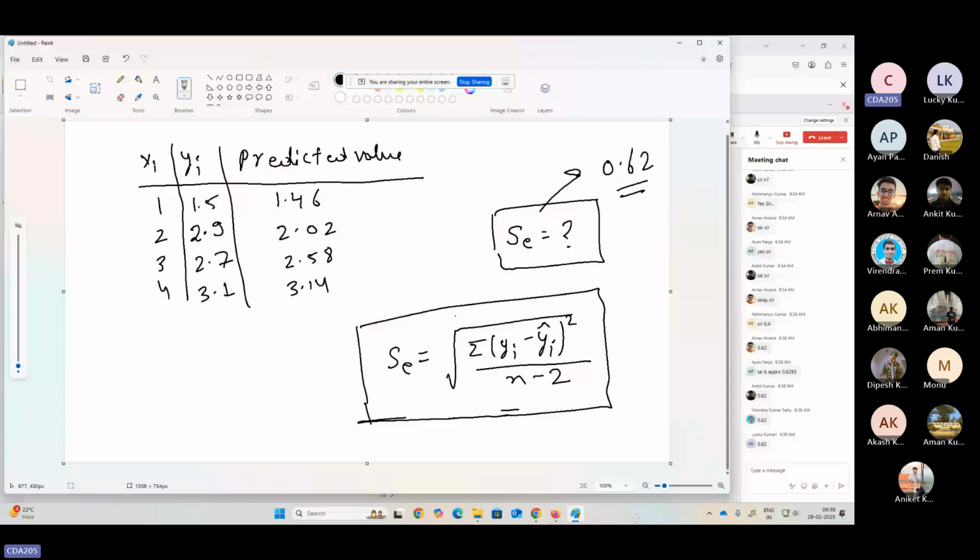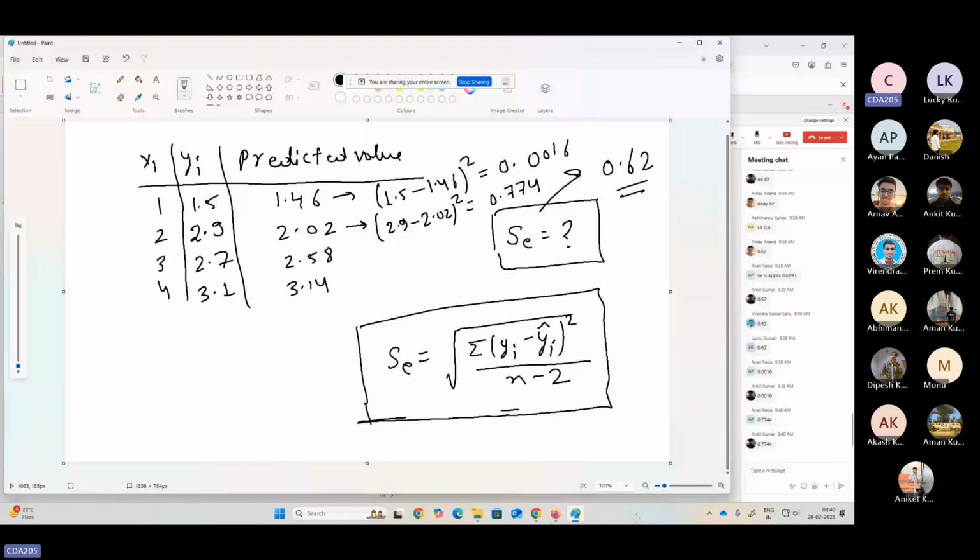Let me also calculate what it is coming. What is the value of this one? This is 1.5 minus 1.46 whole square. Let me use the calculator. It is coming 0.0016. Next one, that is 2.9 minus 2.02 whole square. What is the value it is coming? It is coming 0.774.